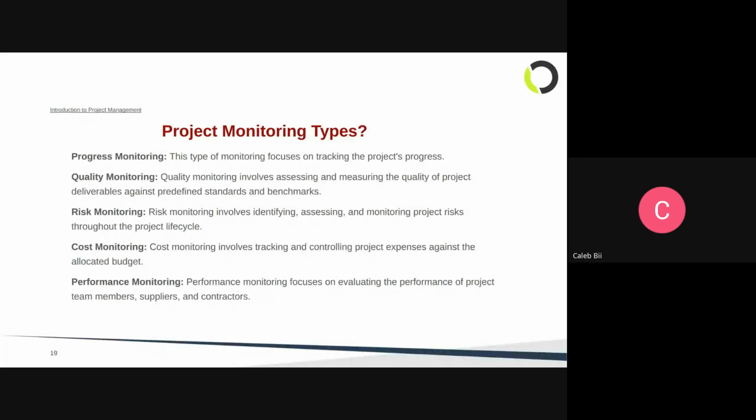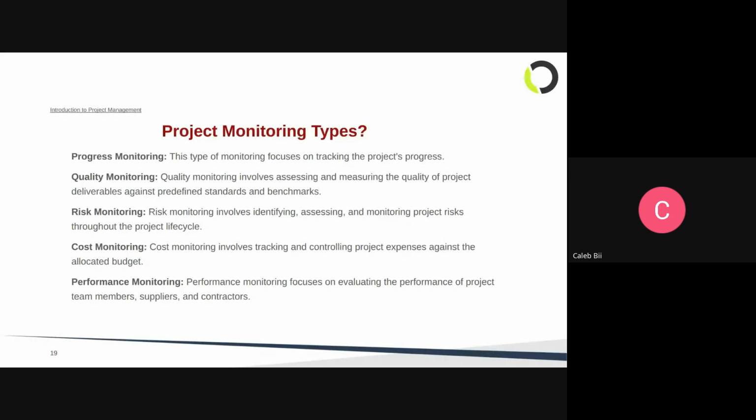Then we have quality monitoring. Quality monitoring involves assessing and measuring the quality of a project's deliverables against predefined standards and benchmarks. It ensures that the project meets the quality criteria, and that the specified quality has been met within the specified timeframes and the budget allocated. So we use that specific type to monitor the quality of our project or product.